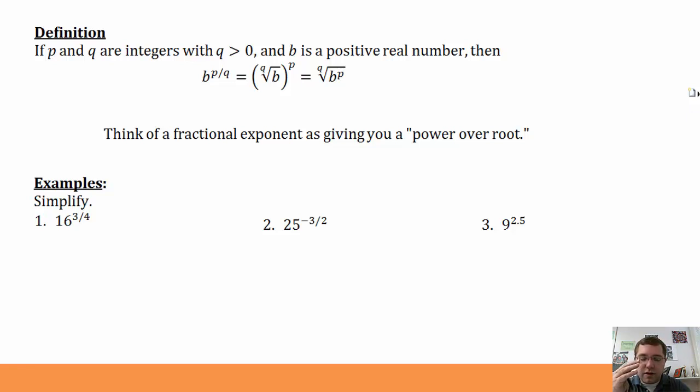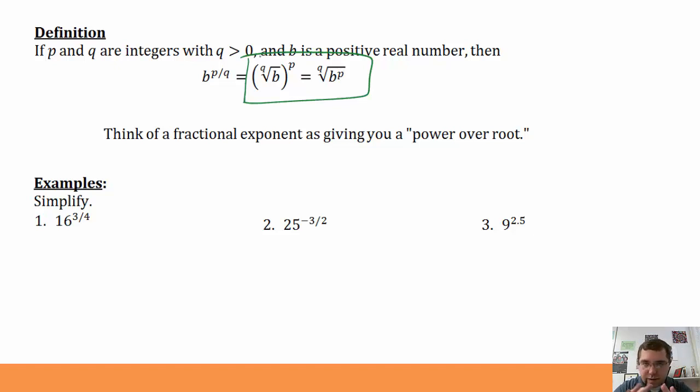So think of a fractional exponent as giving you a power over root. The top number, the numerator of the fraction in the exponent, is the power. The bottom number is the root. And remember, I can always write it in two ways. I can take the root first and then raise it to the power, or I can raise the number to the power and then take the root.